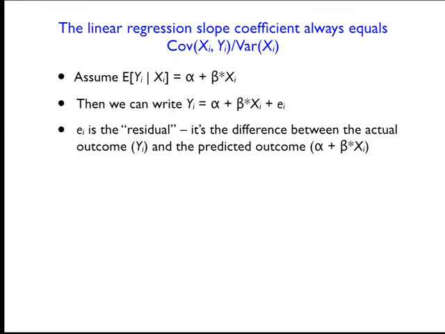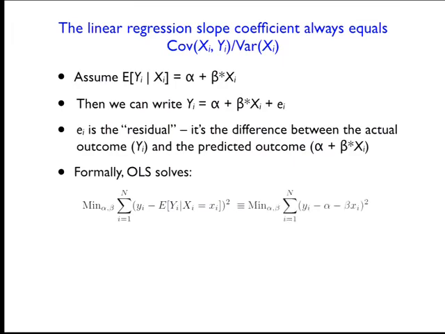So each of these little deviations that I drew up here, those are the ei's. So this is an ei here, this is one here, this is one here, for all of the different observations. So formally what OLS is going to solve is to minimize, with respect to alpha and beta, the sum of the square deviations between yi and our conditional expectation of y. So the actual yi and the conditional expectation of yi, which is equivalent to minimizing, with respect to alpha and beta, the sum of the square deviations between yi and alpha plus beta xi, because we said that the CEF was equal to alpha plus beta xi.